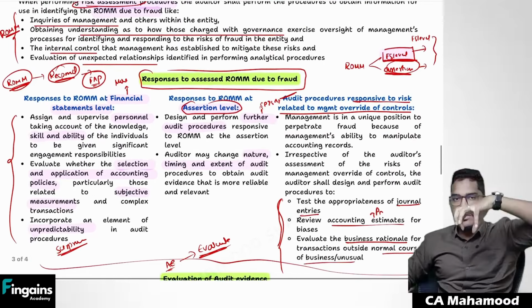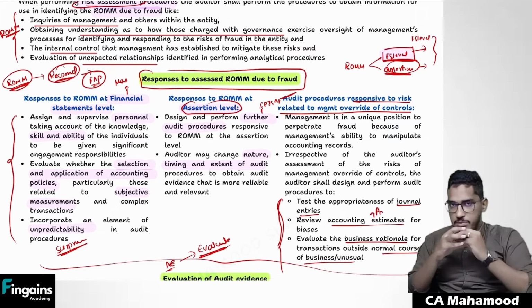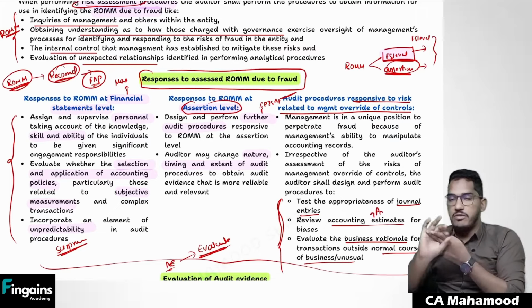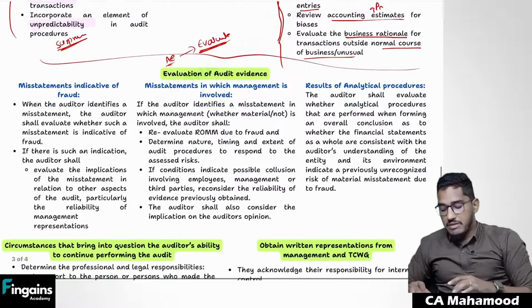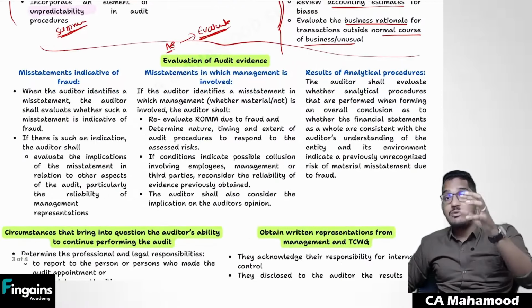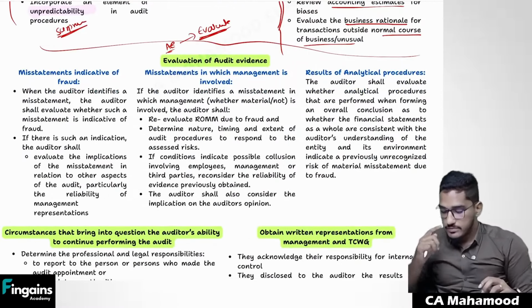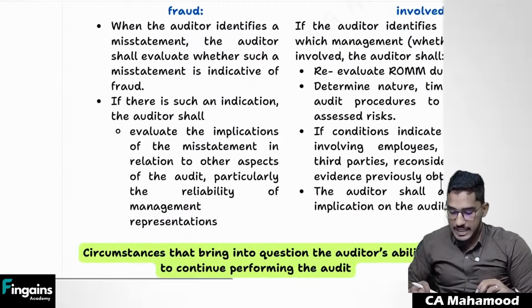Guys, you have to understand the sequence here. First, we perform risk assessment procedures and identify the risk. Then we perform further audit procedures. By performing those further audit procedures, we get evidence. Now that evidence we have to analyze. So what steps do we have to follow in analyzing evidence?